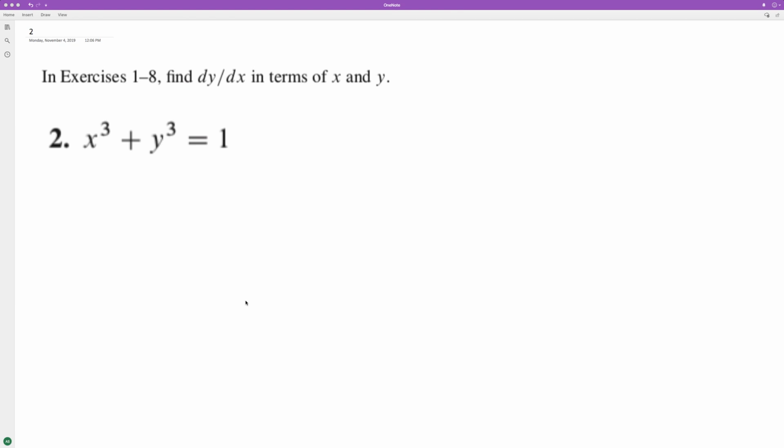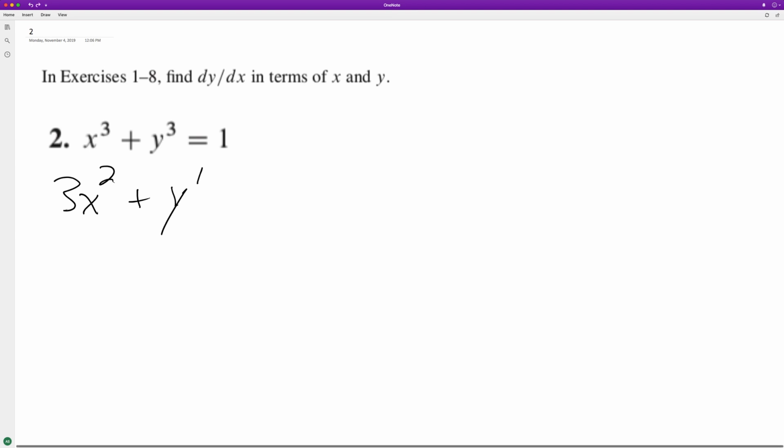Derivative, implicit differentiation of the following statement or equation. So first off, take the derivative of x. We end up with 3x squared plus y prime times 3y squared, since we bring down the 3.